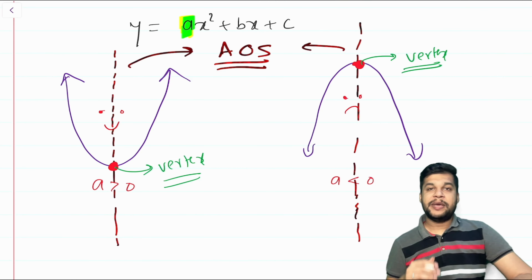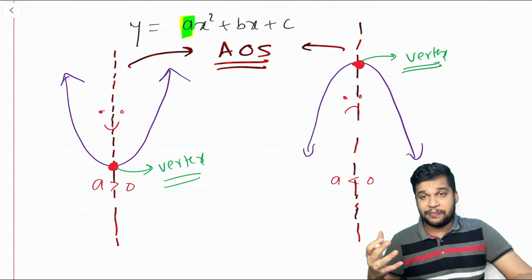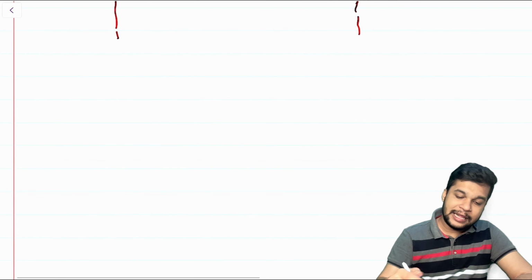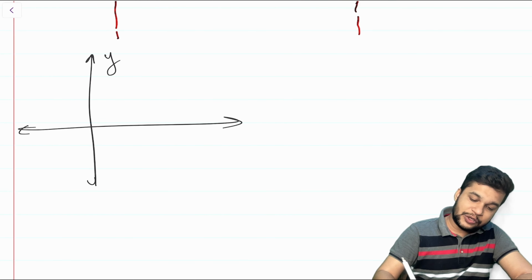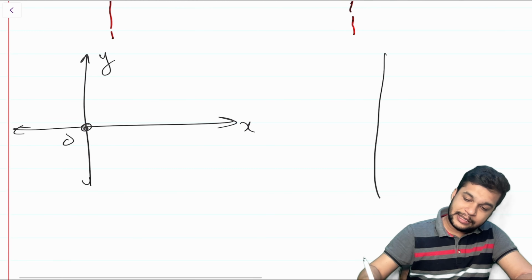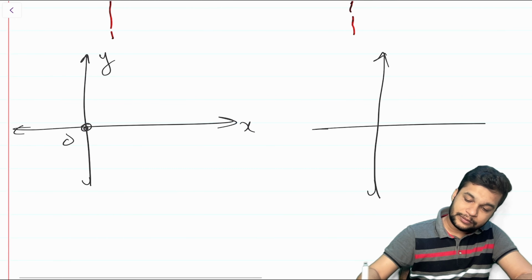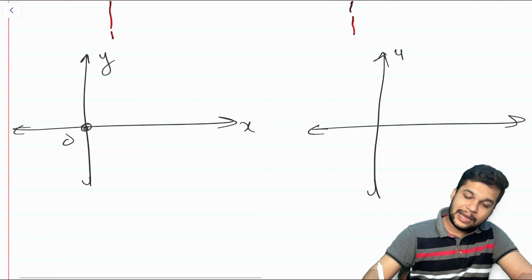Okay, so basically why this is important to know is that, let's say there are two possible cases. Let me draw the Cartesian plane. Let's say this is your y-axis, this is your x-axis, and that's your origin. And let's say this is the second case. Again, this is your y-axis, that's your x-axis, and this is your 0.